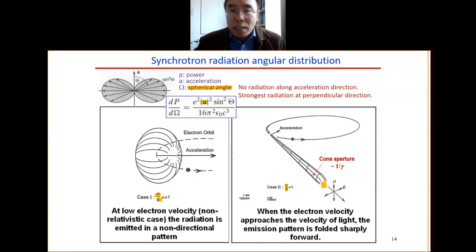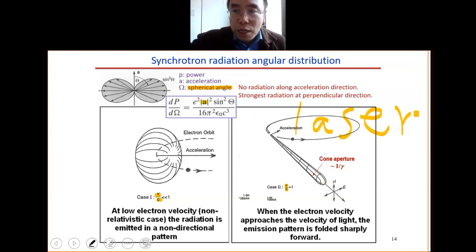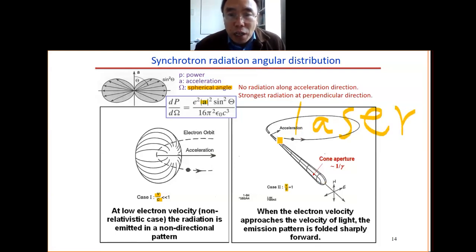And this is like a laser. So very collimated directional radiation, like a laser beam. The cone angle here is given by 1 over gamma. We will see gamma later on. Gamma is a very big number, a few thousand. You can see it is a very collimated directional radiation. So here you see that when we have acceleration, there will be radiation.